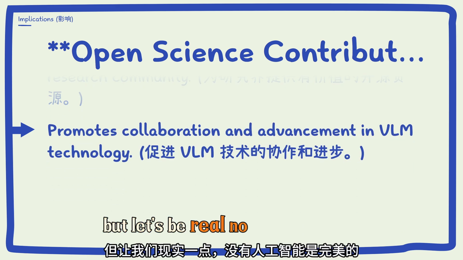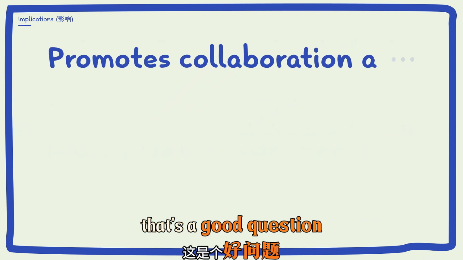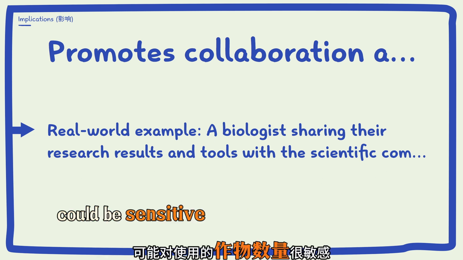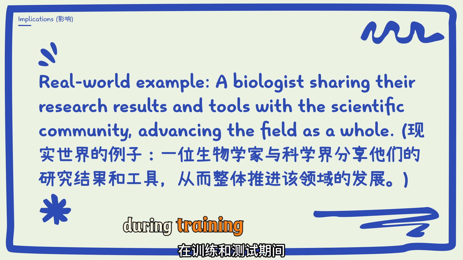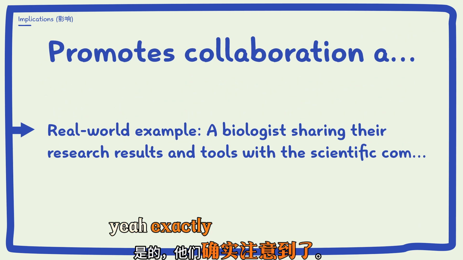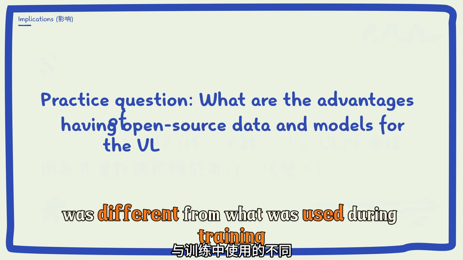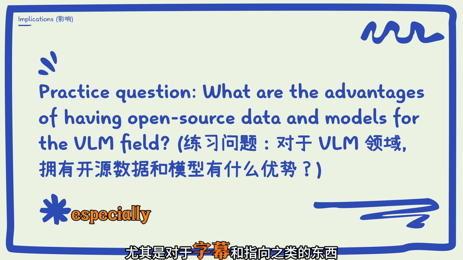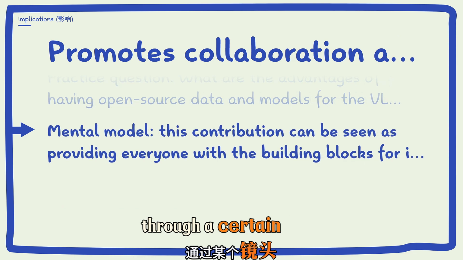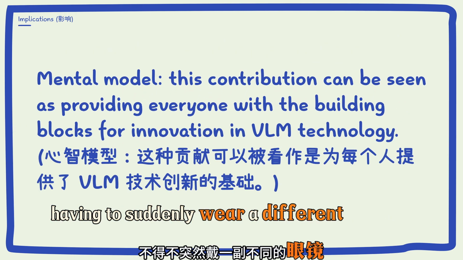But let's be real, no AI is perfect. Were there any areas where Molmo struggled? That's a good question. They did find that Molmo's performance on certain tasks could be sensitive to the number of crops used during training and testing. You mean those smaller image sections that Molmo looks at individually? Yeah, exactly. They noticed that if the number of crops used during evaluation was different from what was used during training, performance could drop, especially for things like captioning and pointing. So Molmo gets used to seeing the world through a certain lens, and changing that lens can throw it off a bit. It's like having to suddenly wear a different pair of glasses.